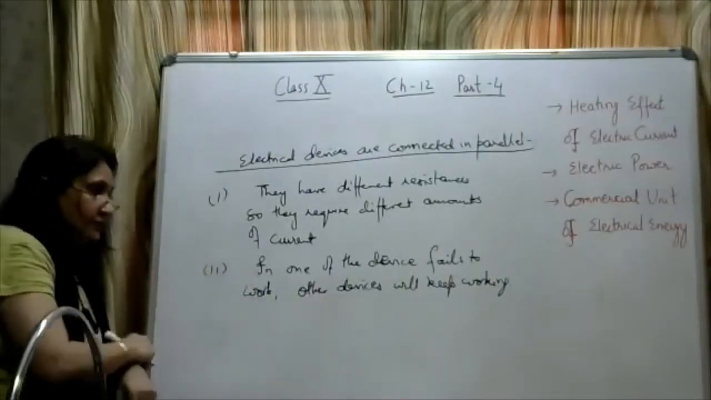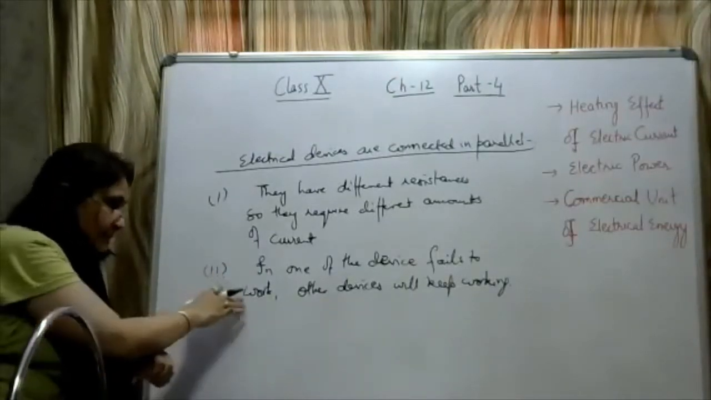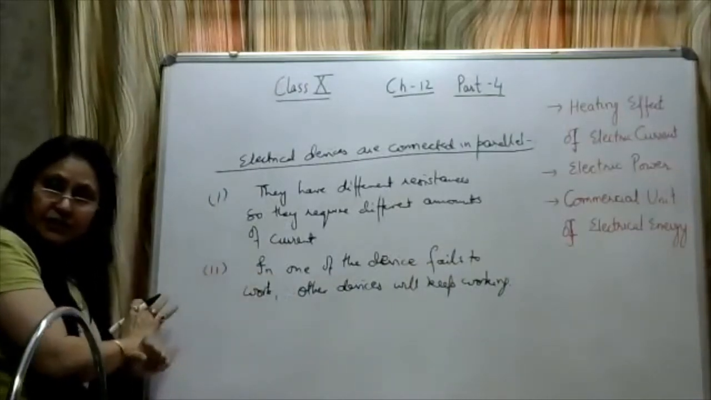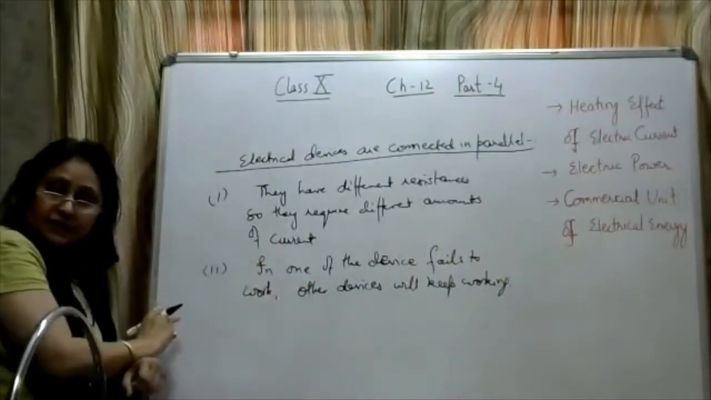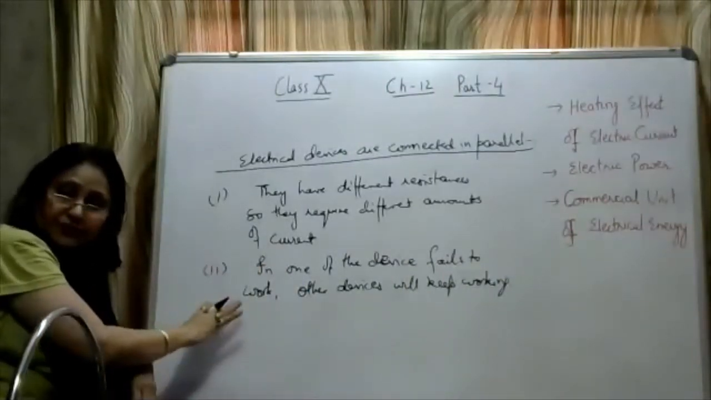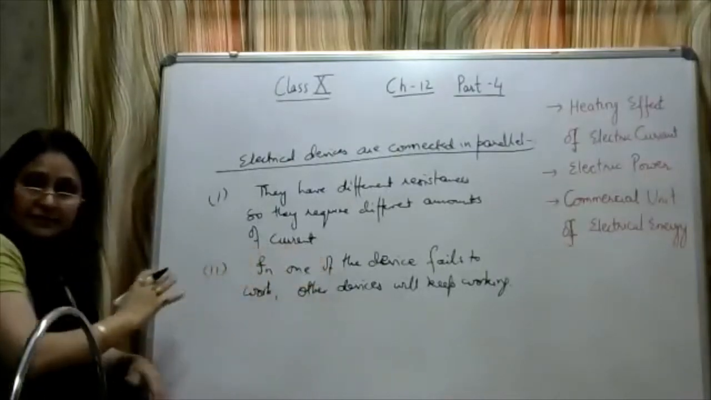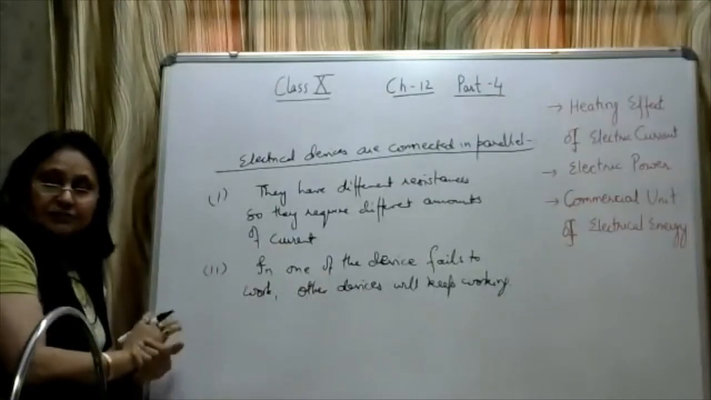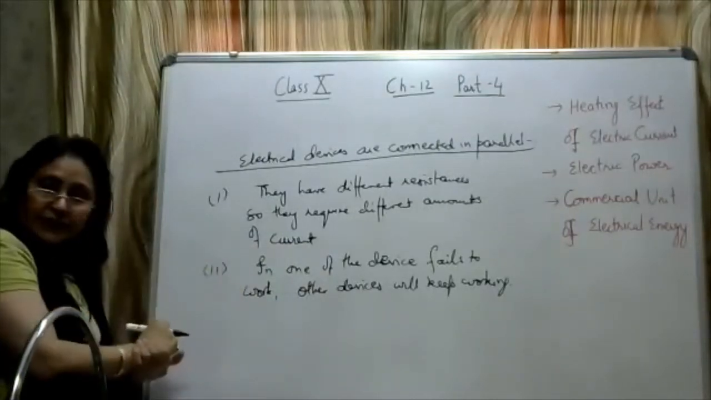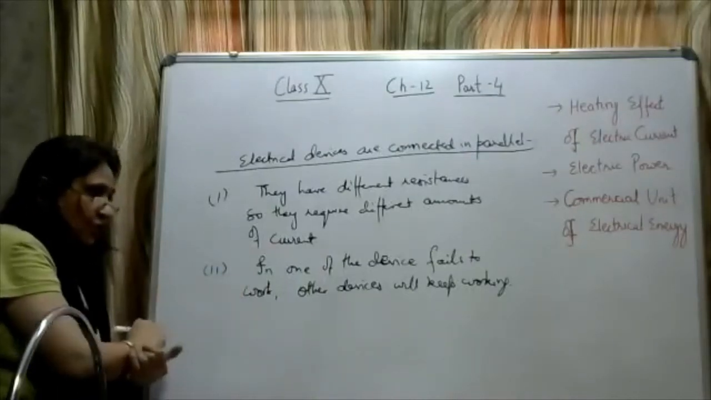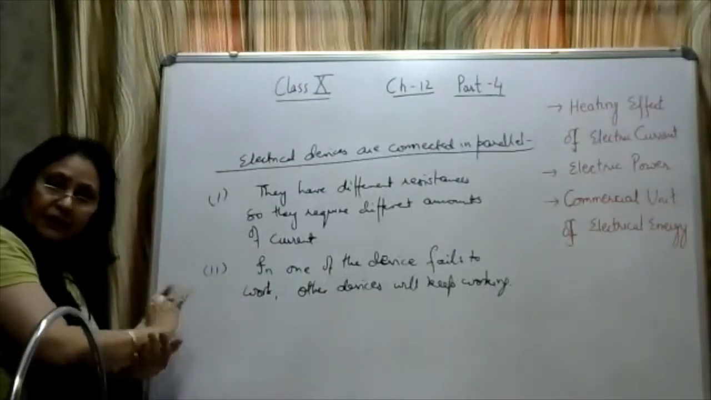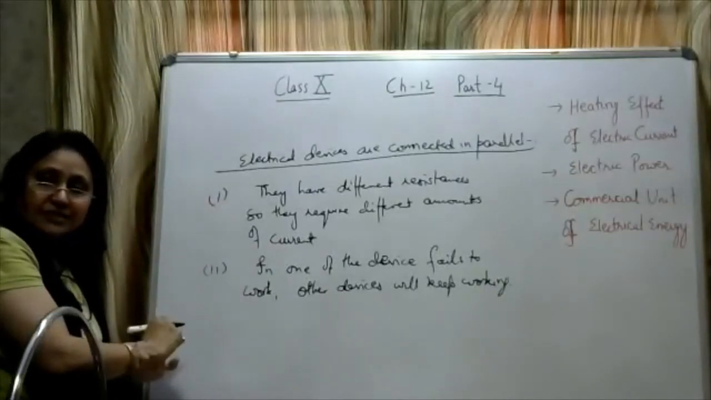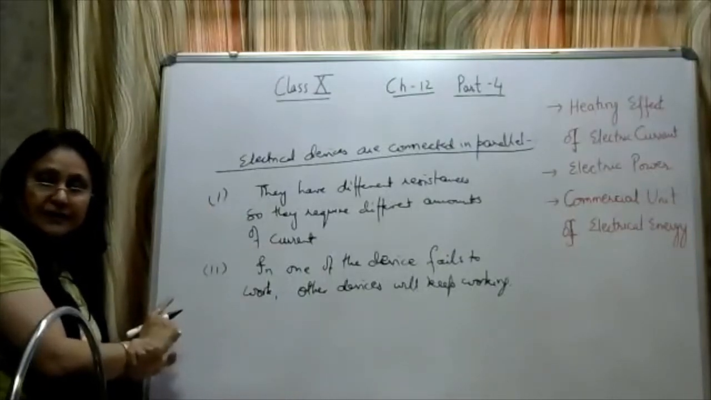Also, if one of the devices fails to work, gets damaged, then the other devices will still keep on working. But if they are connected in series, and one of the devices gets damaged, then as the same current is flowing, the circuit will be broken and the other devices will also not work. When they are connected in parallel, if one device fails to work, the other devices will keep working in the same manner. So that is why in the household circuit, all the devices are connected in parallel. They are not connected in series.